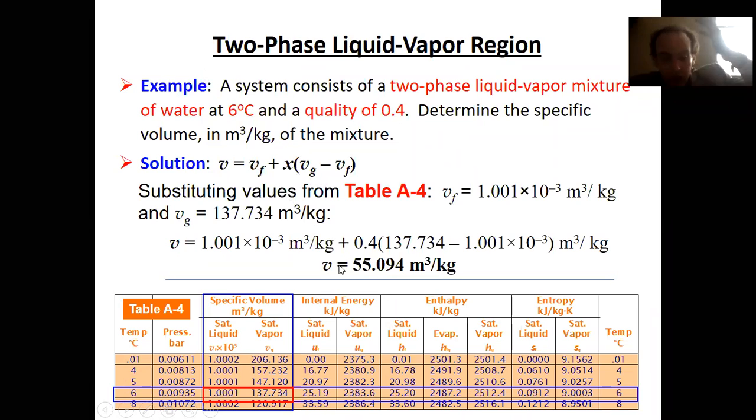The same will be for V, the same will be for U, for H, for other parameters. It's symmetric. You know the quality, you know everything else. Does it make sense? Okay.